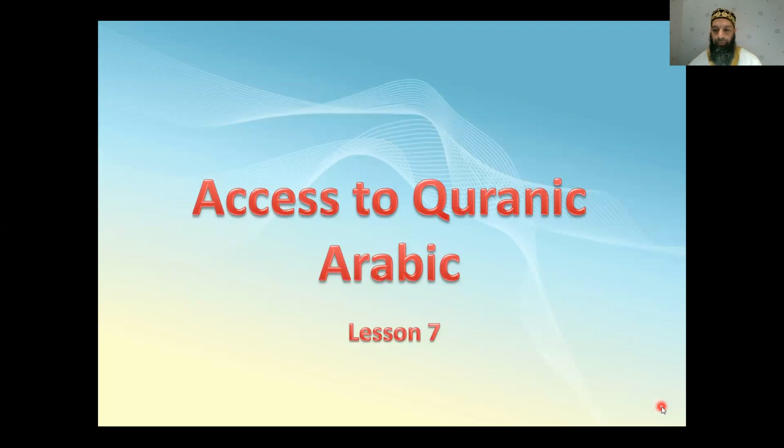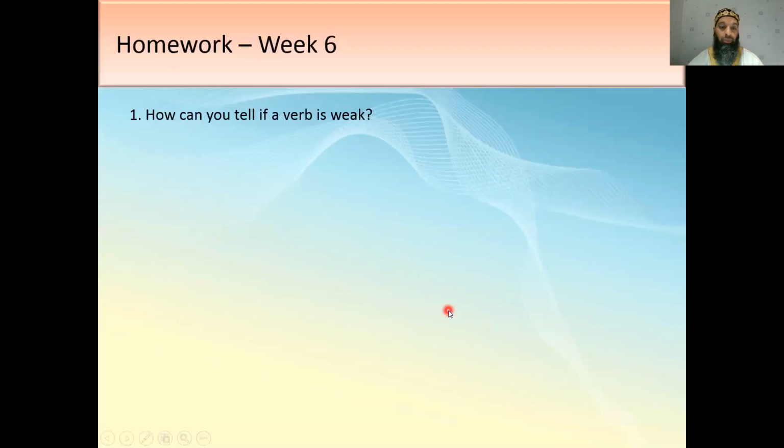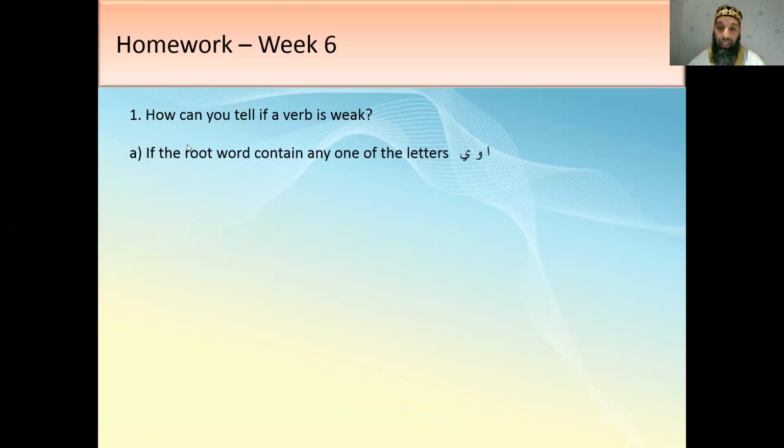Right. Okay. So how can we tell if a verb is weak? This was the homework. And the answer is: if the root word contains an alif or a waw or a ya. So it's weak if it contains any of these letters in the root word. These are the mad letters, correct?